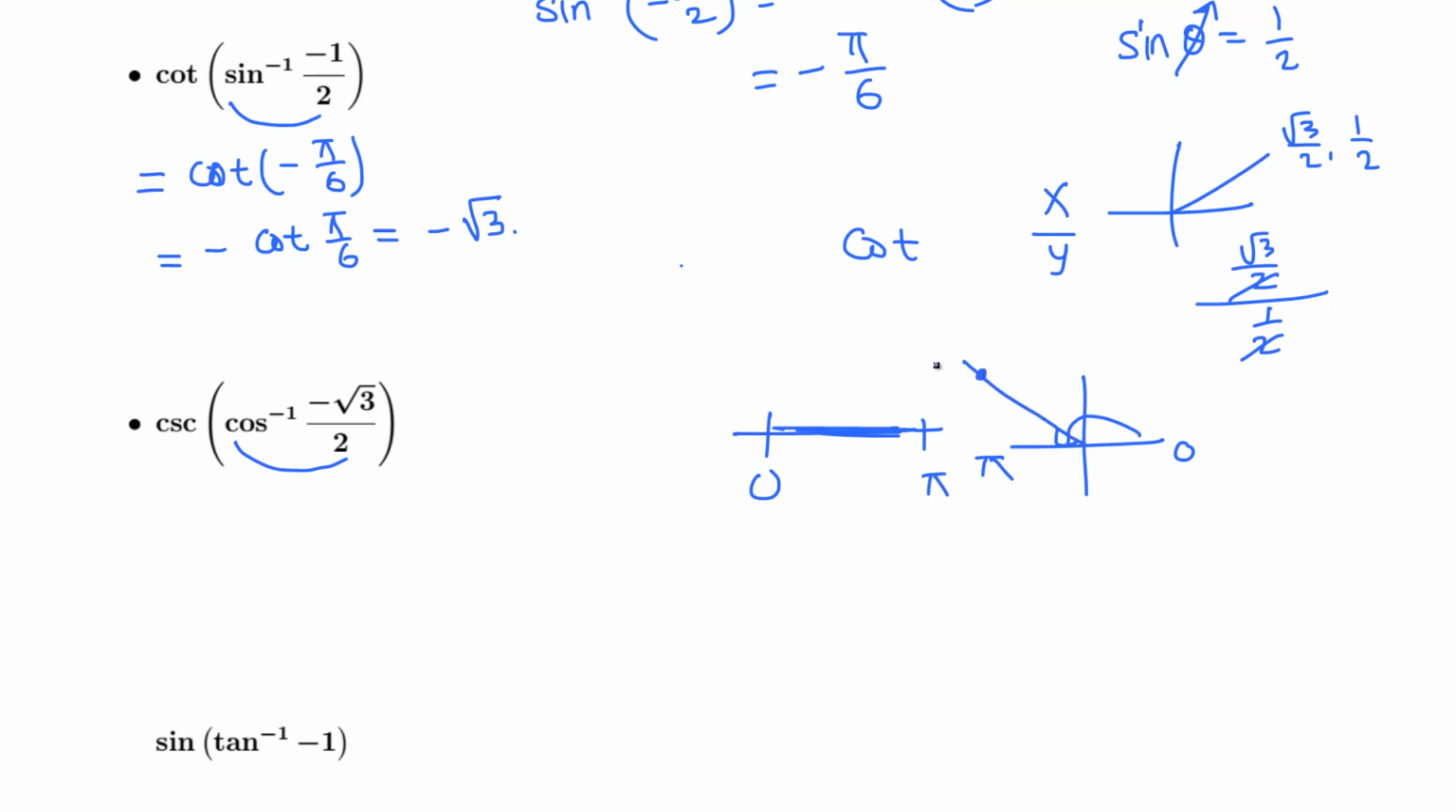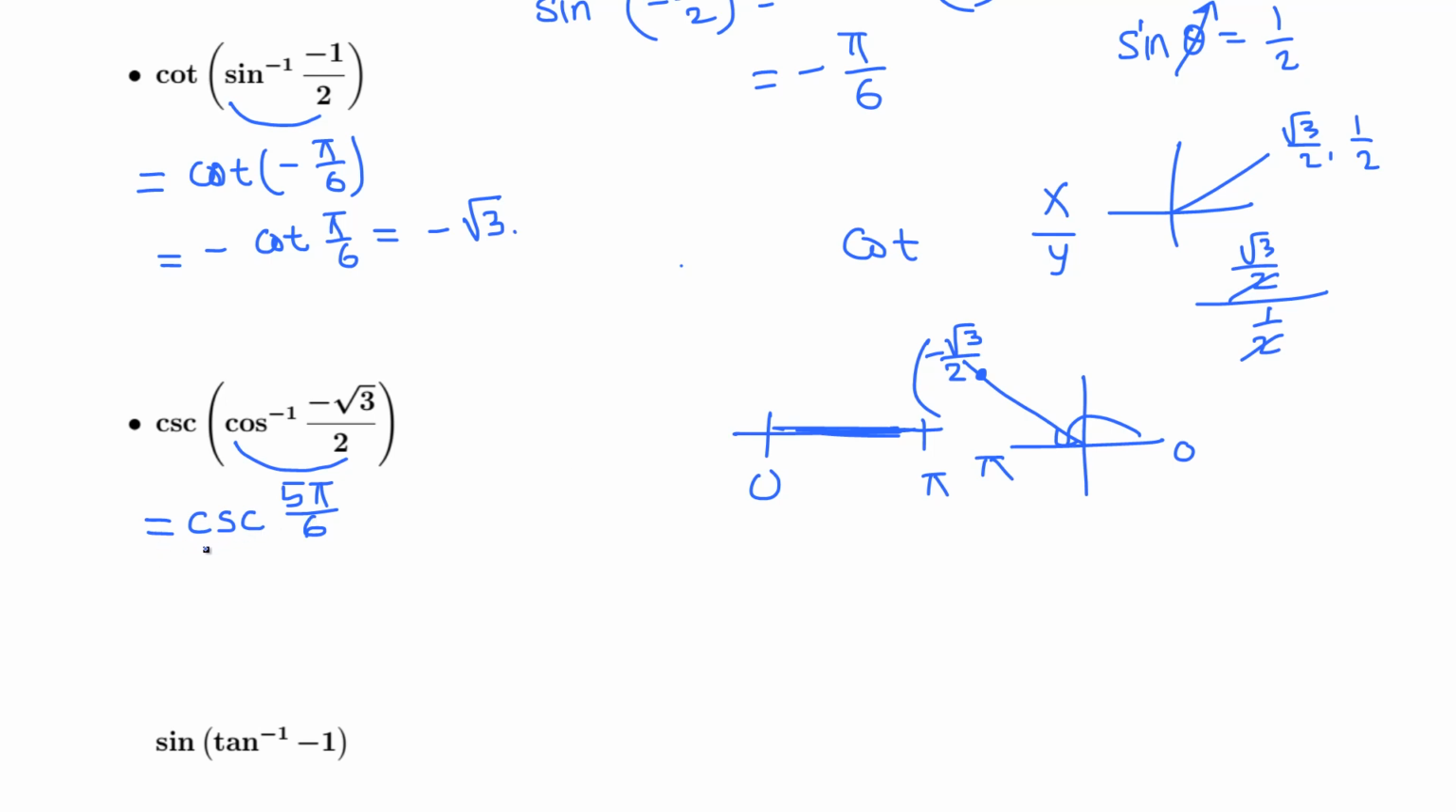Cosine means the x coordinate. You will have somewhere negative √3 over 2. Then look at that angle. That will be pi over 6, measured from the axis. Okay, that's the angle pi over 6. We get negative √3 over 2.